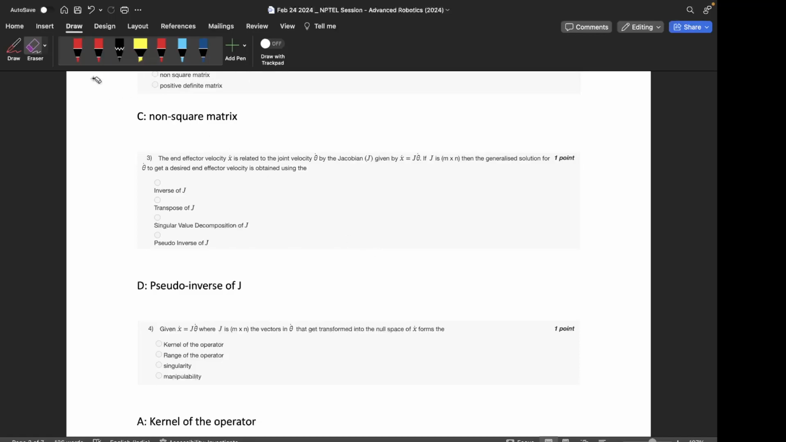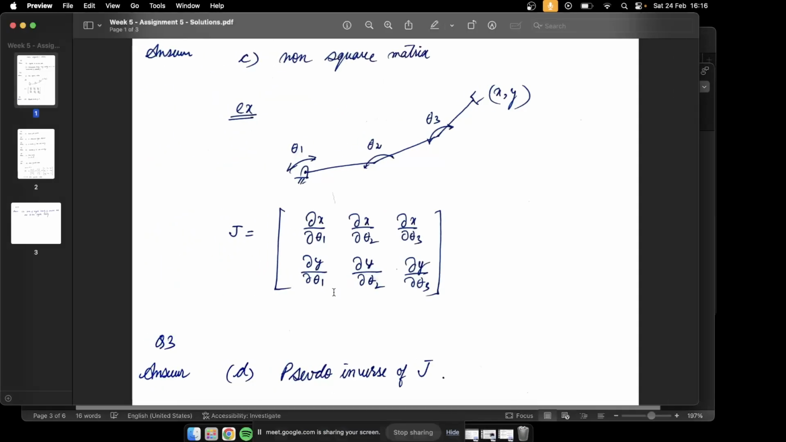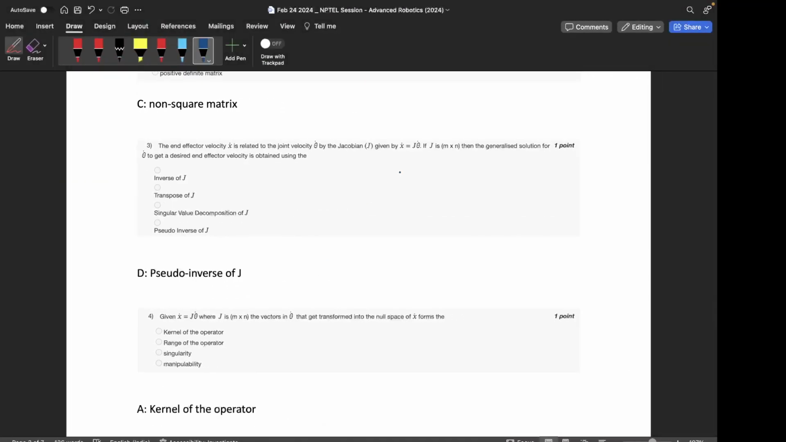Okay. Let's regroup. So we are going to the third question. The third question is very straightforward: if x dot is equal to J theta dot, then theta dot is equal to J inverse x dot. So the desired end effector velocity is obtained using the pseudo inverse of J, right? And if J is not square, then we cannot take the inverse of J. We have to take the pseudo inverse of J. And we had seen this in the previous webinar, how to take the pseudo inverse of J.